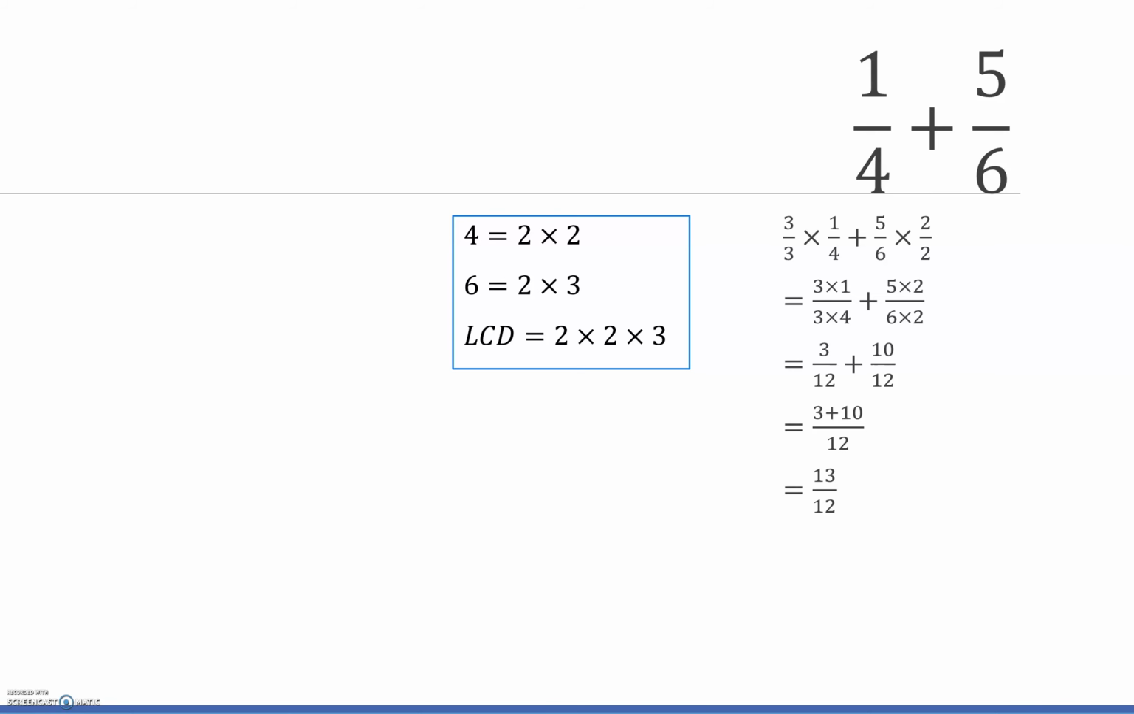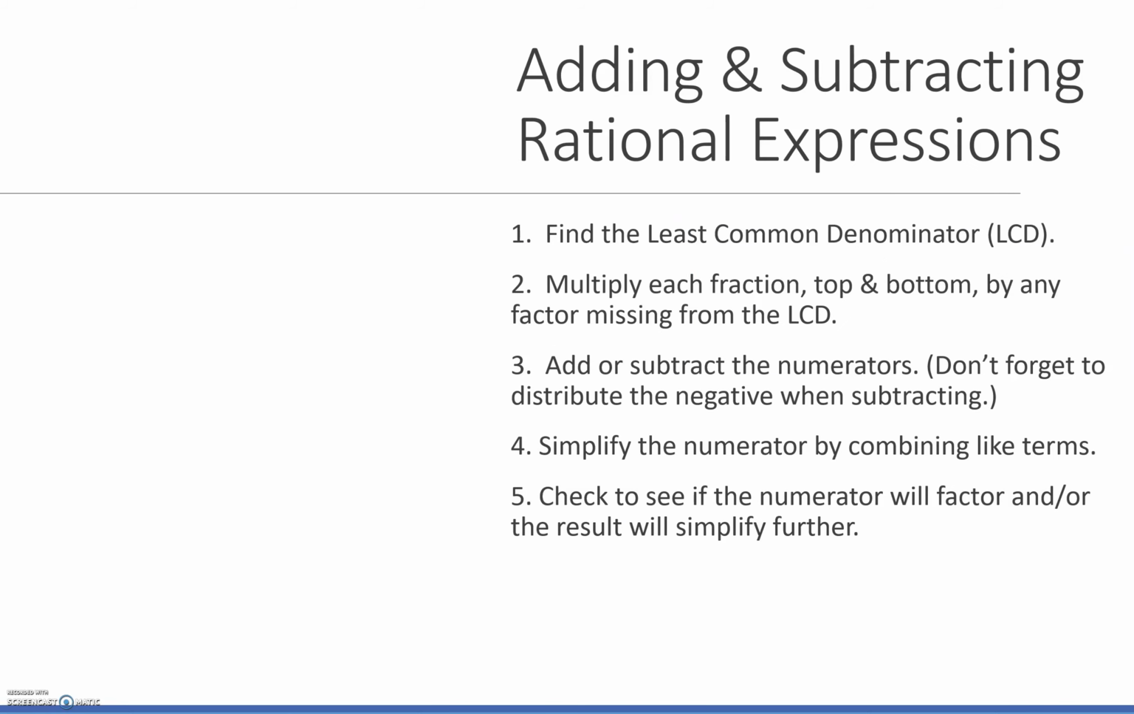So just like yesterday, we're going to follow those same steps. Now yesterday we didn't really have to deal with finding steps 1 or 2 because we already had the denominator. That's not the case today. Now we're going to have to find that least common denominator, step 1. And then in step 2, we are to multiply each fraction, so our rational expression, by any factor missing from the LCD.